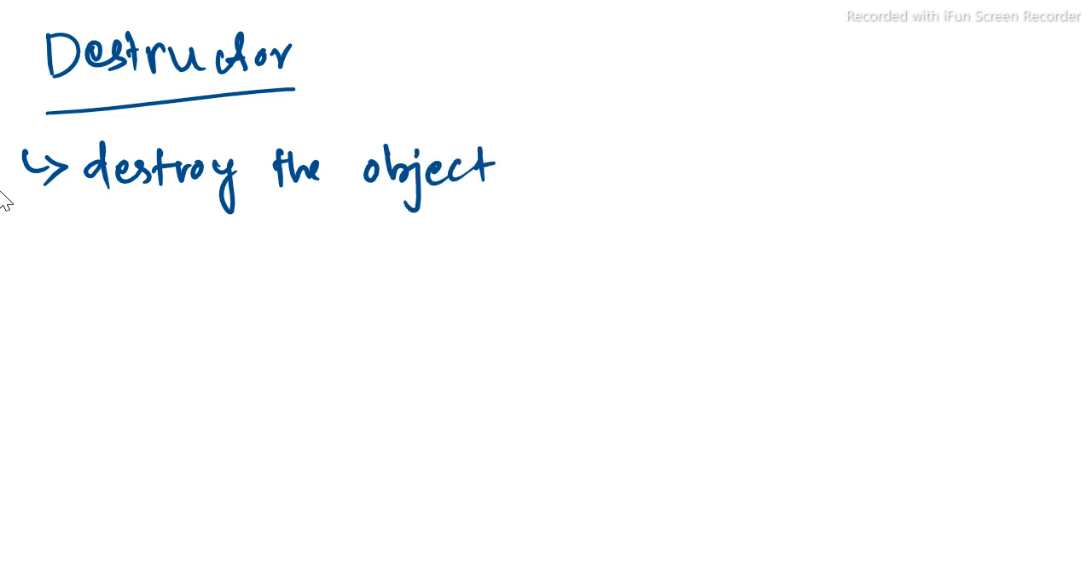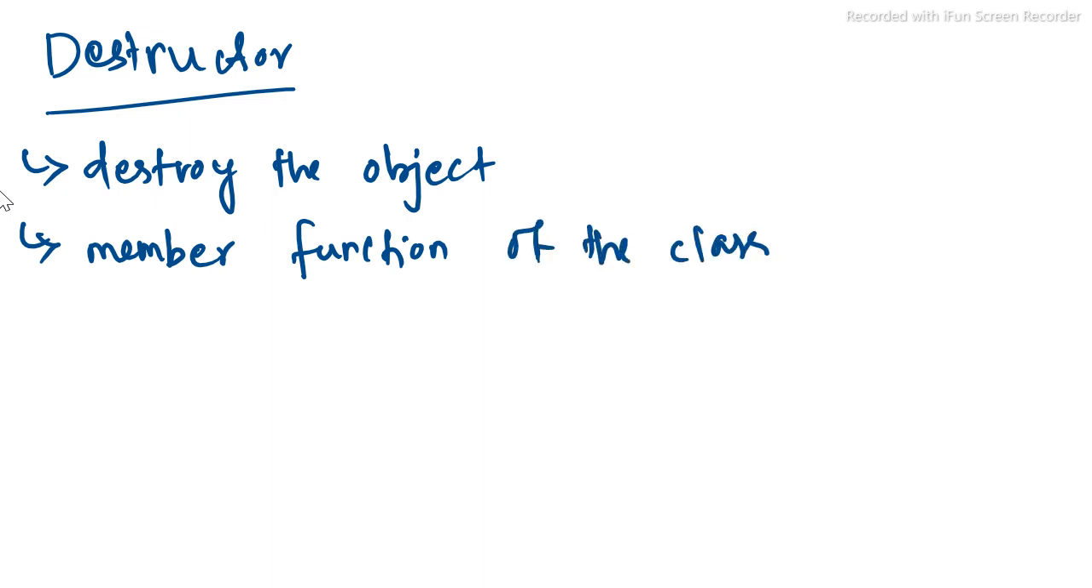A destructor is basically used to destroy the object that has been created by a constructor. It is also a member function of the class, just like the constructor, and is also a part of the class. The name of the destructor is the same as the class name, or the constructor name.